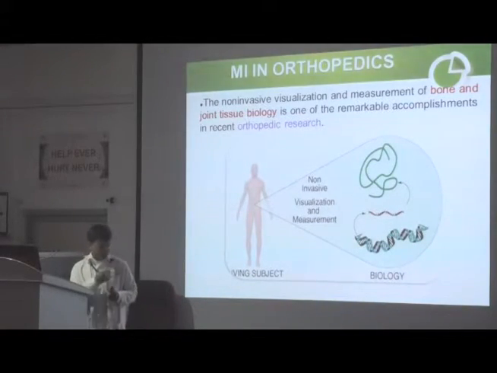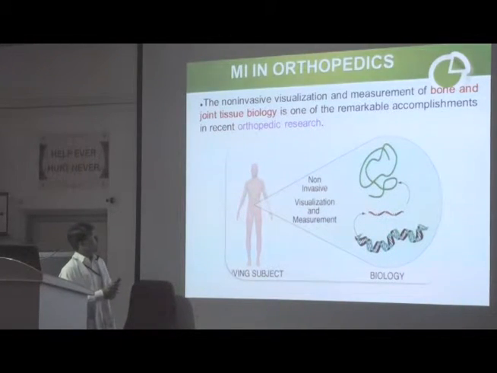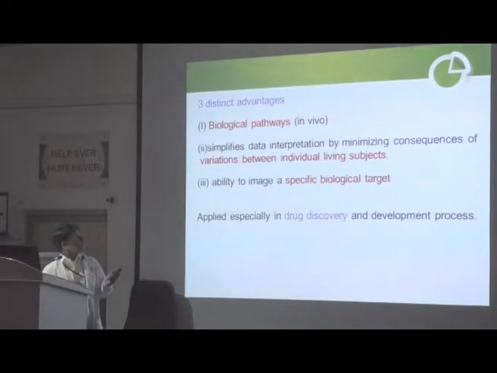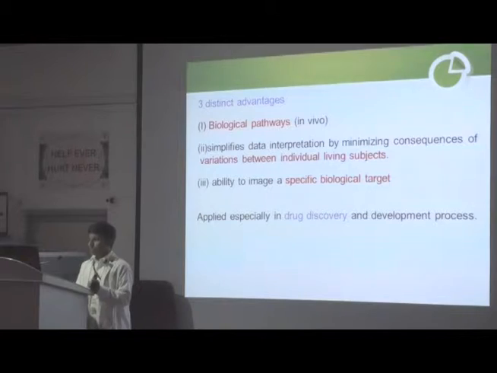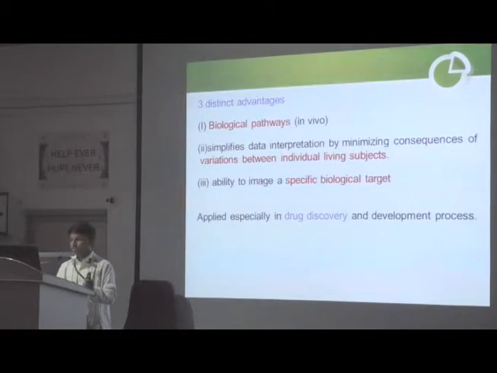After hearing what molecular imaging is, let's say in orthopedics, the non-invasive visualization and measurement of bone and joint tissue biology is one of the remarkable accomplishments in recent orthopedic research. So there are three distinct pathways. One is through molecular imaging, you can detect biological pathways, which simplifies data interpretation by minimizing the consequence of variations between individual living subjects, and also the ability to image a specific biological target. So molecular imaging applies especially in the drug discovery and development process.